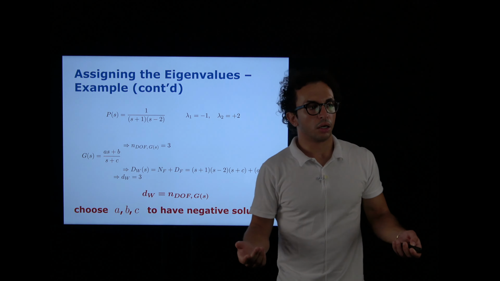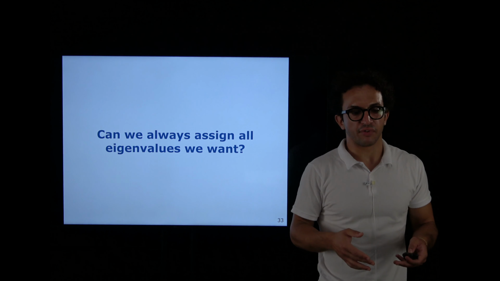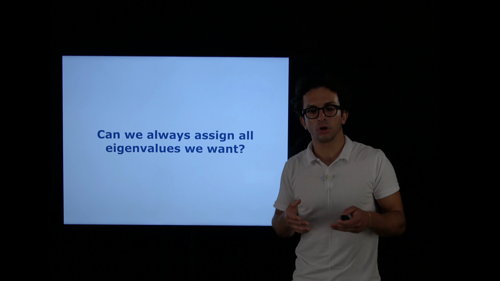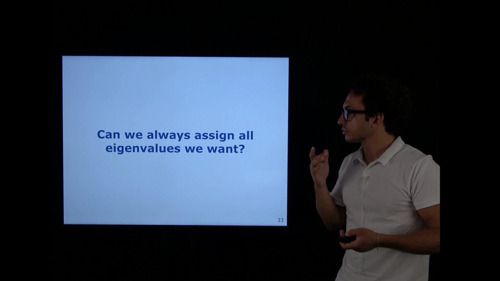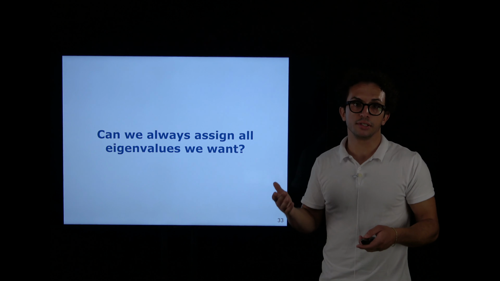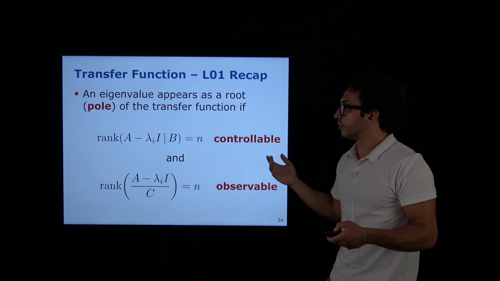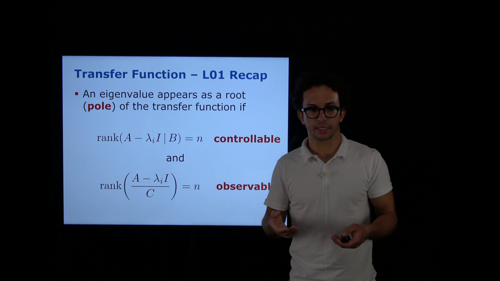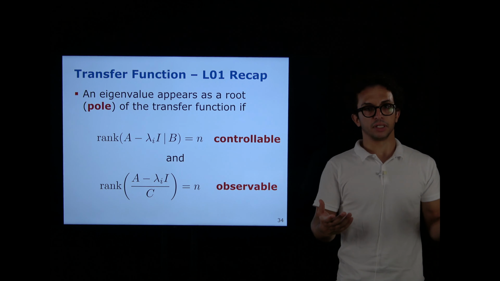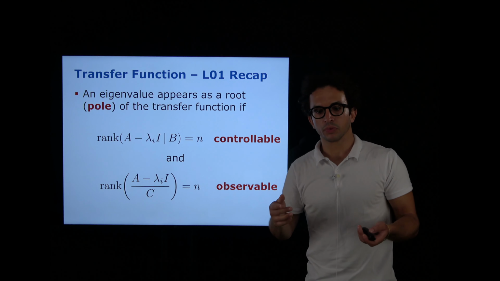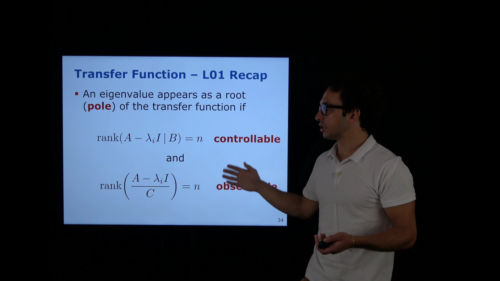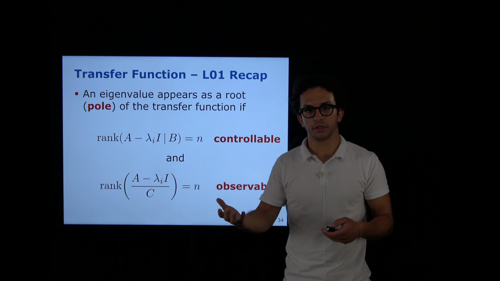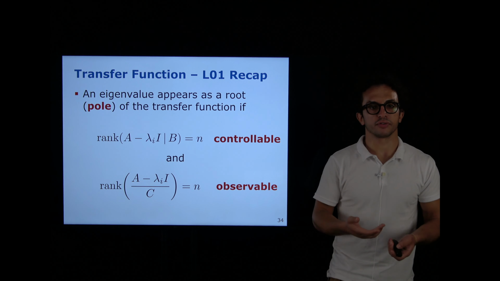The thing is, can we always assign all the eigenvalues? So are we able to force all eigenvalues all the time? Well, of course not, otherwise it would be too easy. We have to take again one concept that we introduced last time, controllability and observability. If you remember, we have controllability and observability as two conditions for an eigenvalue to appear in the transfer function, as a pole of the transfer function.